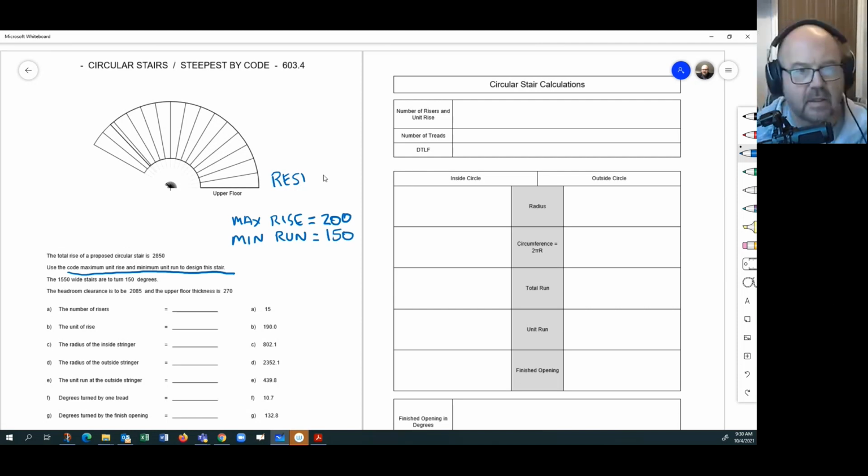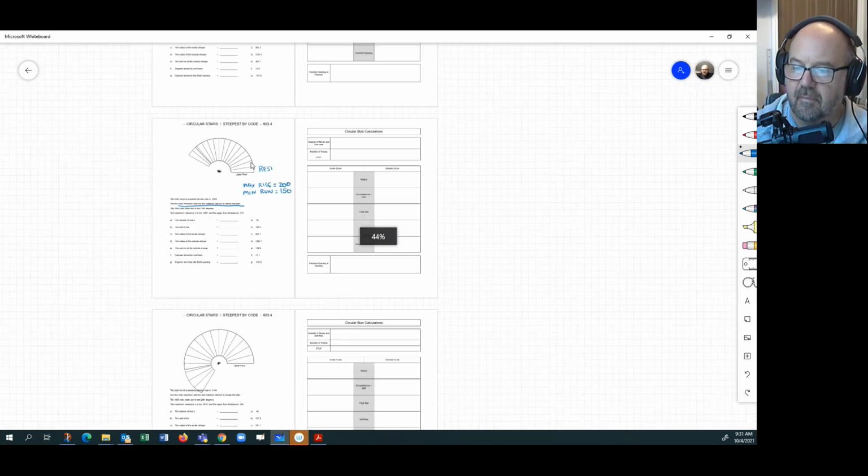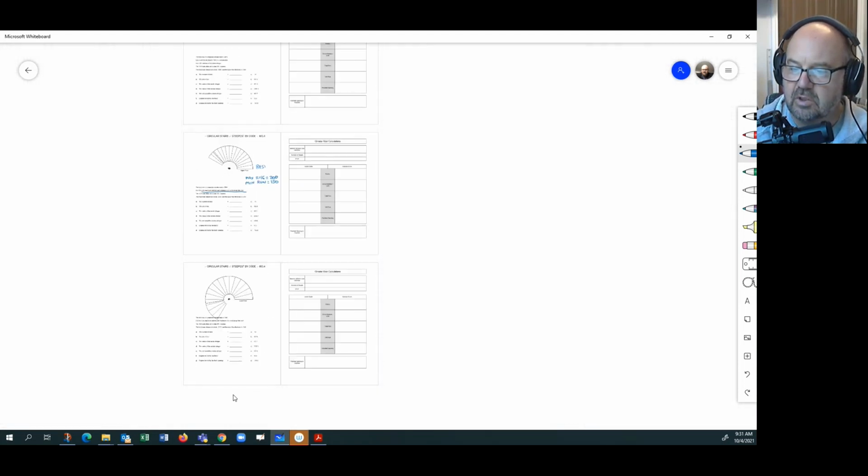So on the inside of a circular stair, on the inside stringer, is the slope above or below 45 degrees? It's above. That's right. It's above because your run's 150, your rise is 200. And wow, you could get up that stair super quick if you could walk right there. But I don't know about your feet. My feet aren't that big, but. So that's essentially the rest of this.